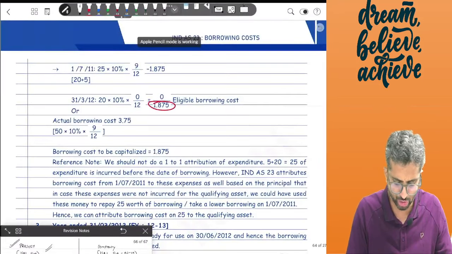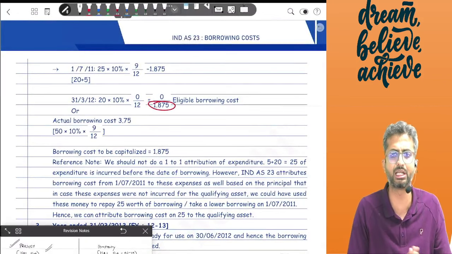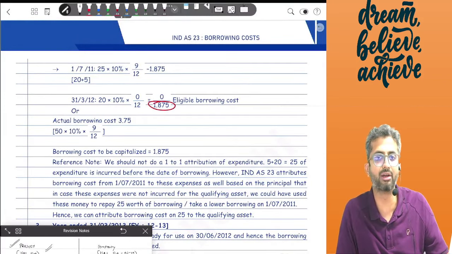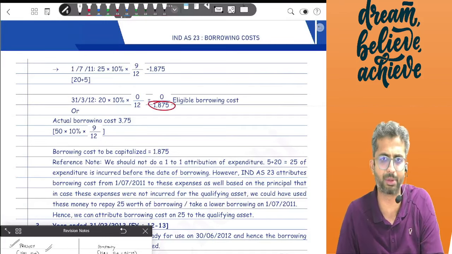Otherwise, that should take care of Ind AS 23 on borrowing cost. I hope this has helped you and wish you all the best for your preparations.